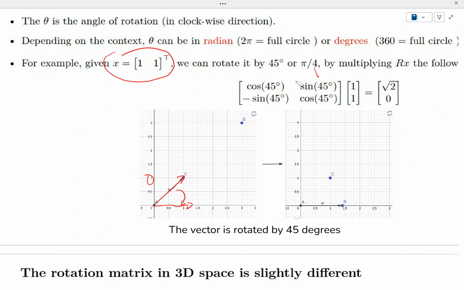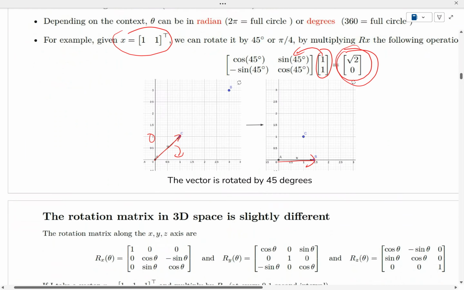Once you put this in, you have a rotation matrix. If you multiply the original vector by the rotation matrix, that gives you the resulting vector. Notice how after the rotation, the resulting vector is right here: square root of 2 and 0. So this is an example of rotation.